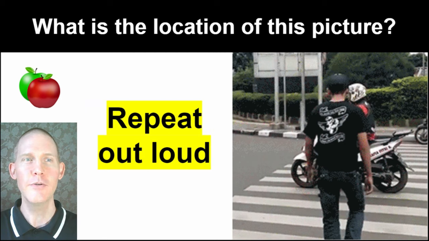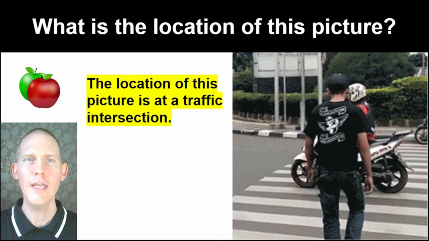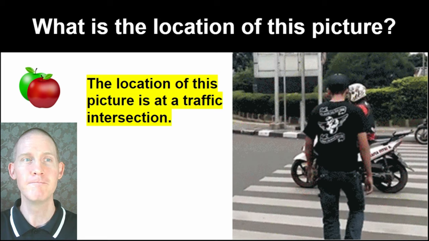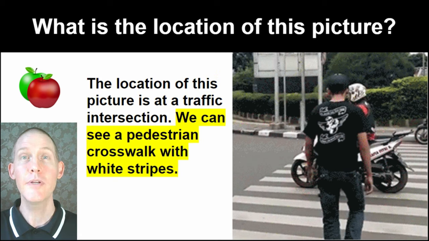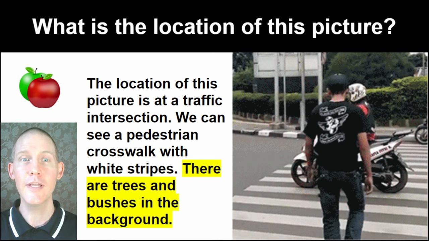Okay, let's do pronunciation. Repeat out loud. The location of this picture is at a traffic intersection. We can see a pedestrian crosswalk with white stripes. There are trees and bushes in the background.